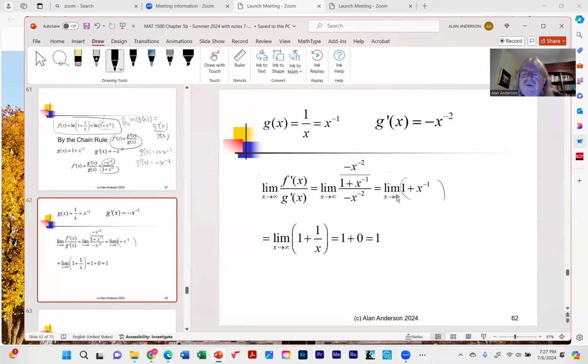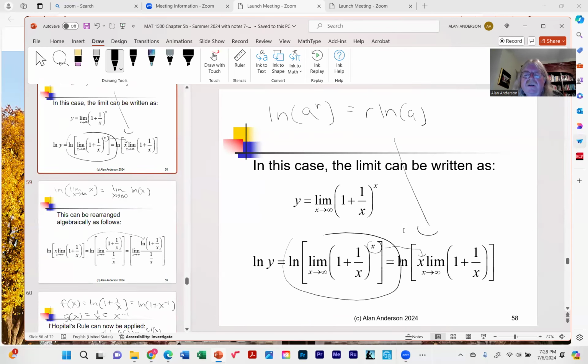Now we can directly substitute infinity into here. If you prefer, we can rewrite this as the limit as x goes to infinity of 1 plus 1 over x, to make it easier to see that because this is infinity, we wind up with 1 plus 0, which is 1. So what did we just prove?